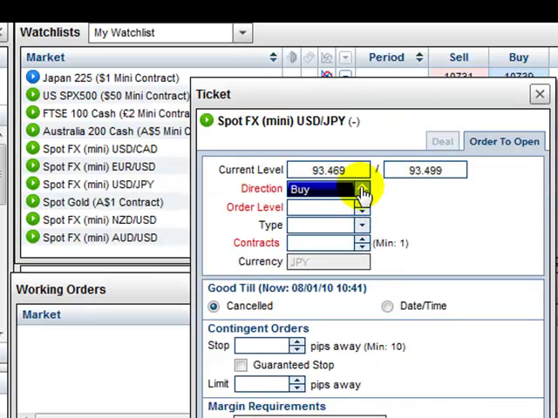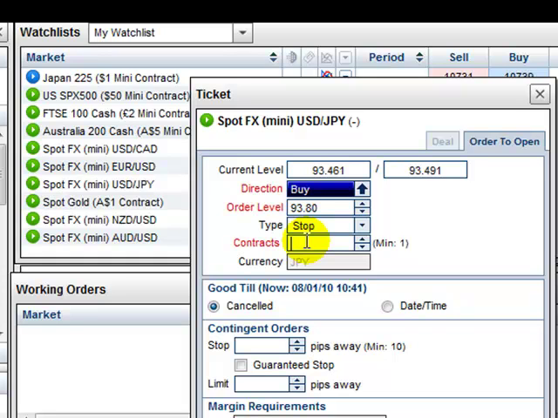So we're entering the market long. Our order level is at 93.8, which is above the market. And the type is a stop order. Then you may see limit in there. Make sure it's a stop order. That means we want to enter the market only if it reaches our level, which is above where the market is at the moment.